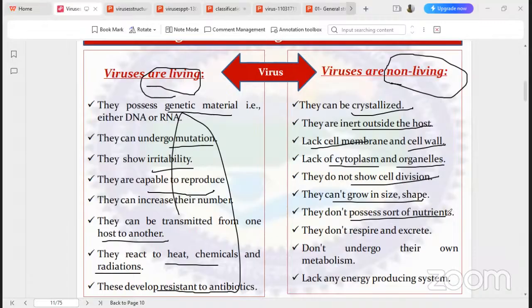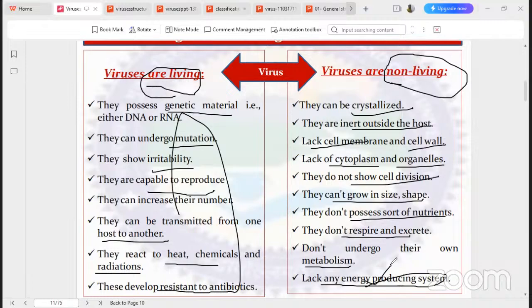It utilizes the enzymes and proteins of the host and multiplies its own genetic material. They don't respire and have no metabolic reaction other than replication. They don't undergo their own metabolism; they depend on the host's metabolic reactions. There are no energy producing systems inside the viruses; it utilizes the energy of the host. It can't synthesize any energy, and can't multiply or divide outside.